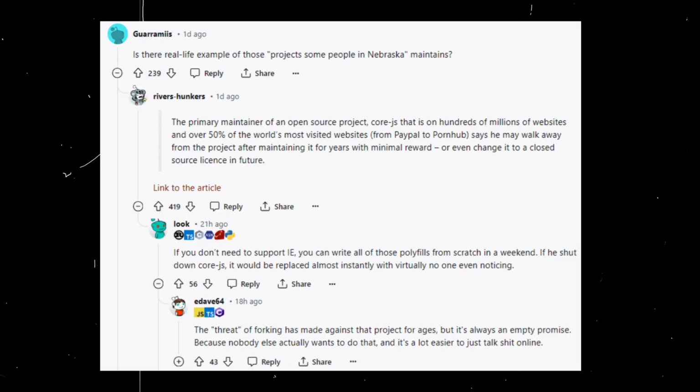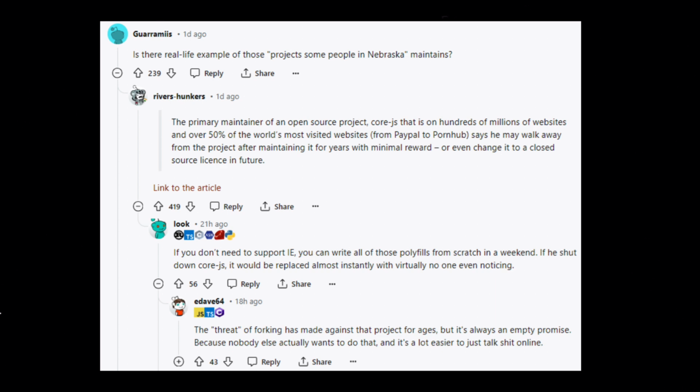Is there a real-life example of those projects some people in Nebraska maintain? This question seeks a concrete example of the type of crucial digital infrastructure projects referenced in the comic, specifically those maintained by individuals. The primary maintainer of an open-source project, CoreJS, that is on hundreds of millions of websites and over 50% of the world's most visited websites, from PayPal to Pornhub, says he may walk away from the project after maintaining it for years with minimal reward, or even change it to a closed-source license in future. This reply provides a relevant and impactful example. It highlights the critical role of the maintainer of CoreJS, an open-source project used by countless websites, and the potential consequences if they choose to abandon or close-source the project.